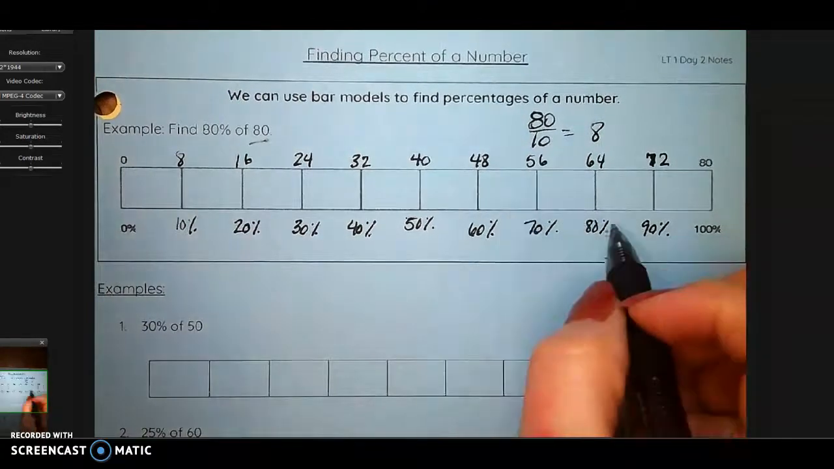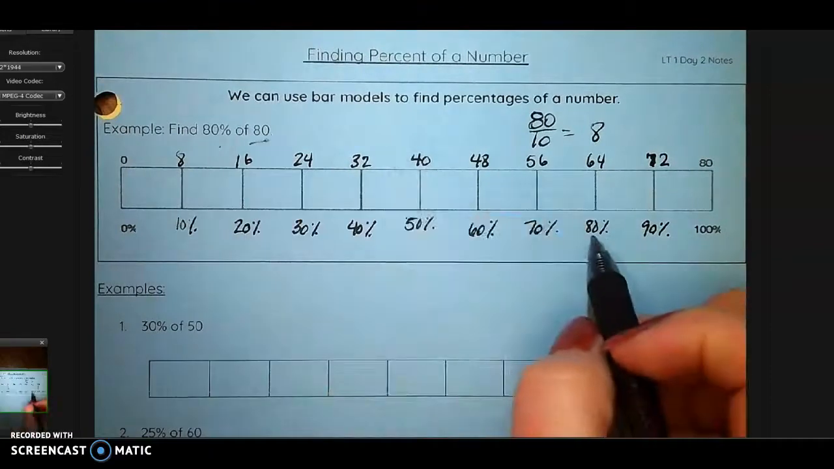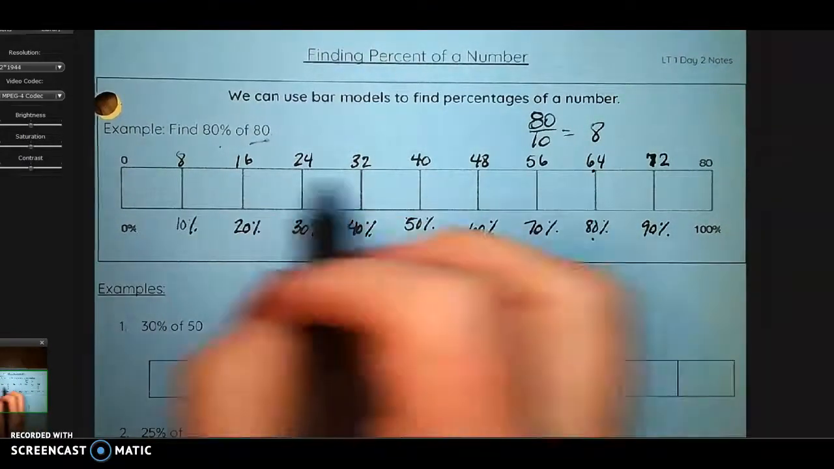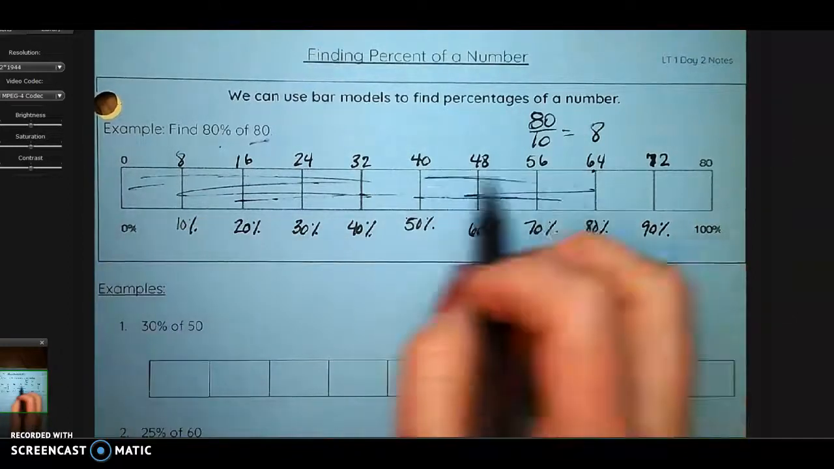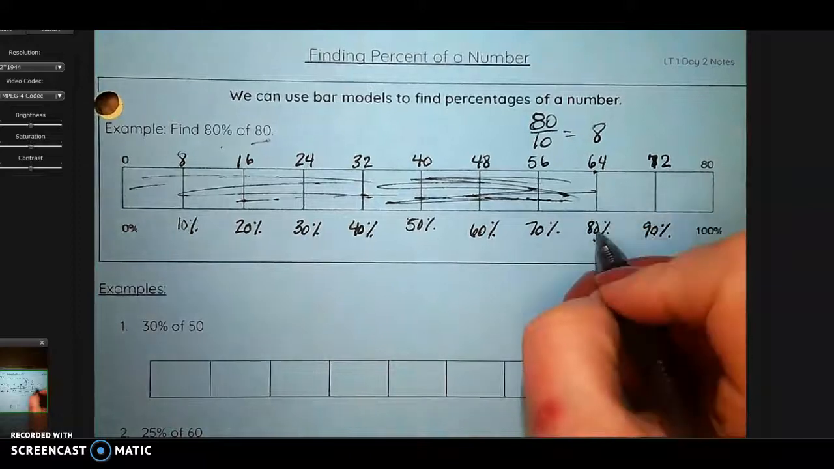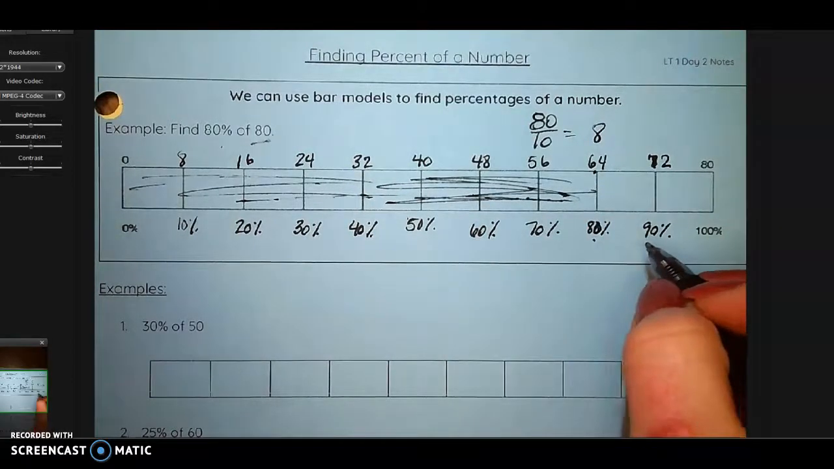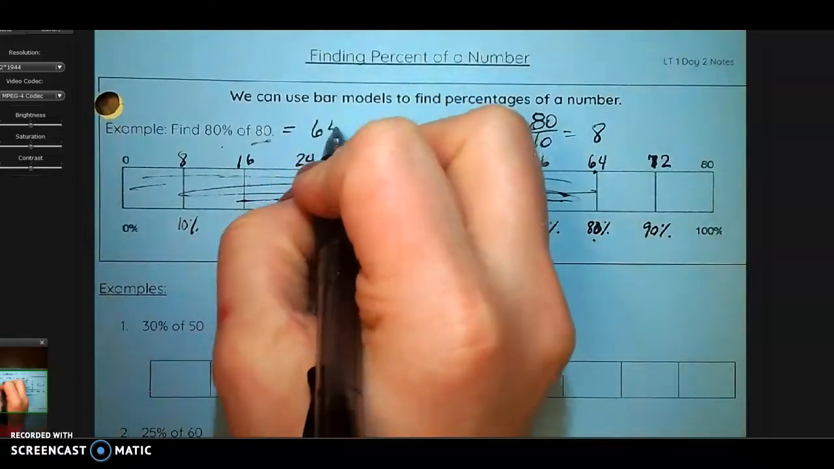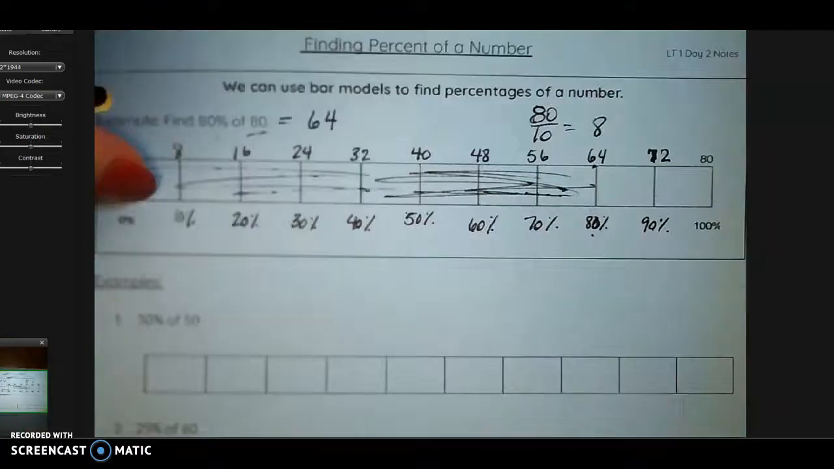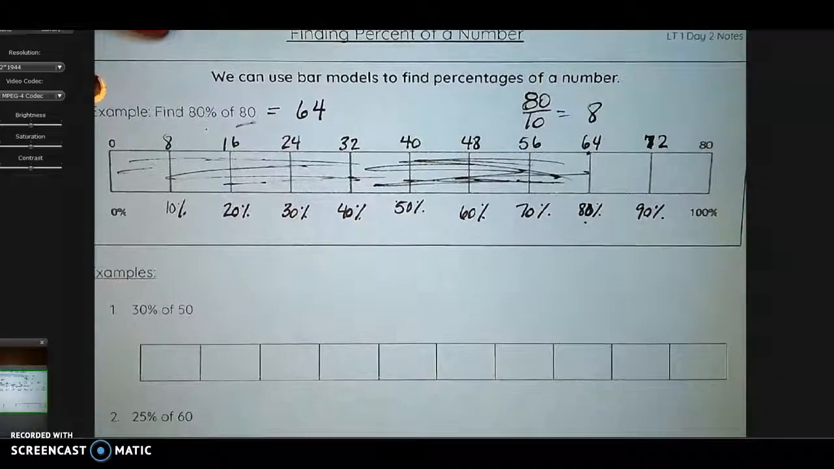I can then go right to where I need 80%. Well, there's 80%. Oh, that's 64. Now I can color in that bar model to represent that I've taken up all 80% of 80. But I can also just look right there. So I know that 80% of 80 is 64. Let's take a look at a couple others.